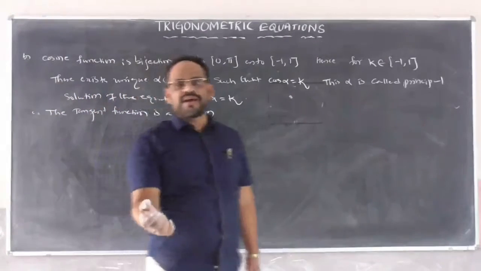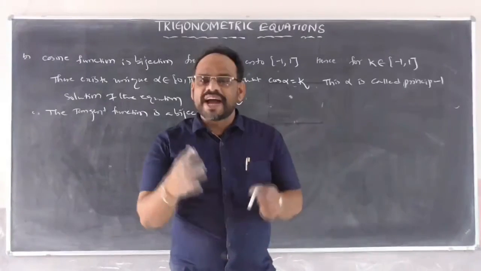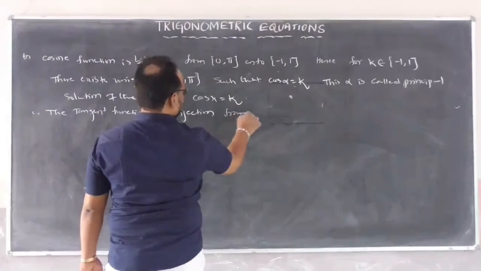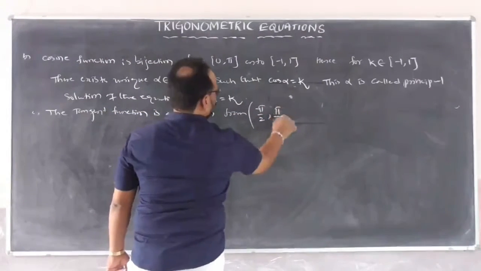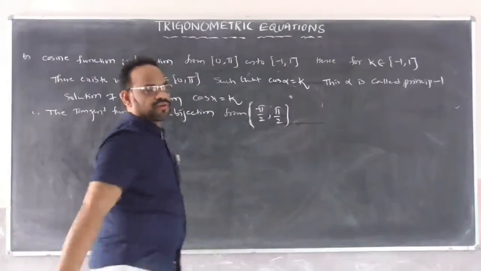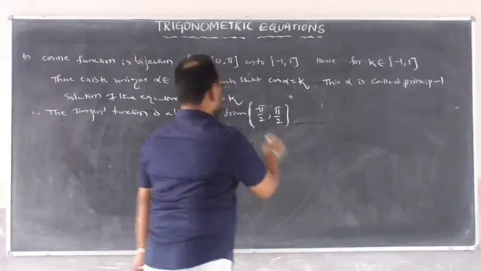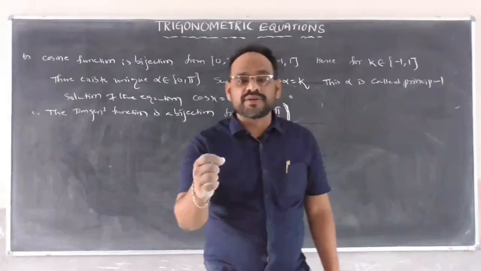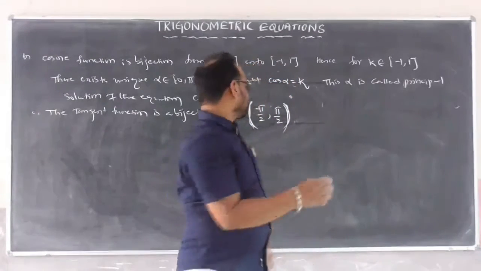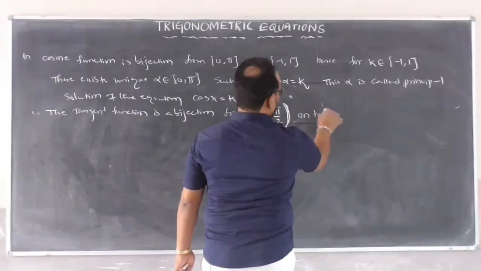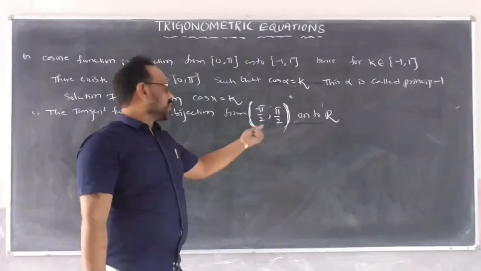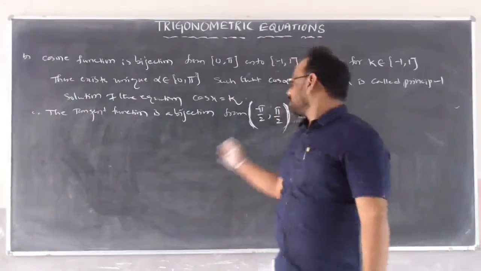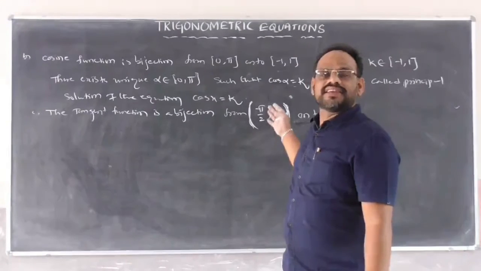The tangent function is also a bijection, which is a mapping from the open interval -pi by 2 to +pi by 2 (open interval, not closed interval) onto R. That is, f is a mapping from the open interval -pi by 2, +pi by 2 to R. That is, the domain is -pi by 2, +pi by 2, and the range is any real number.